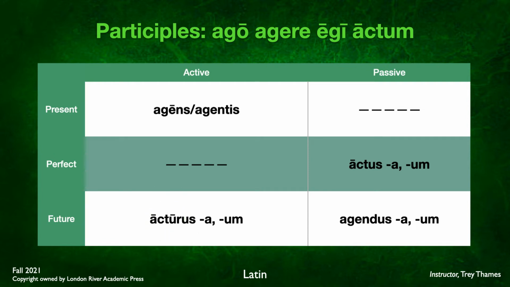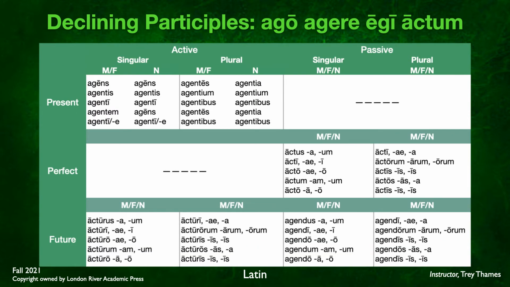Now here is a full declension of the participles for ago. In the present active participle, here it is fully declined. Age is the present stem. In the nominative singular, you add the ns, but then we take that stem age and add an nt to all the other forms, and then you just decline it out like a regular third declension i-stem ending or i-stem noun.